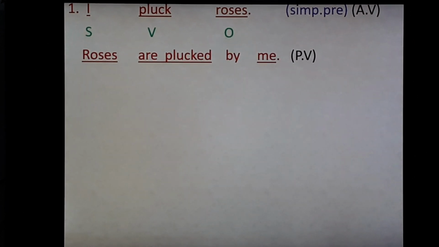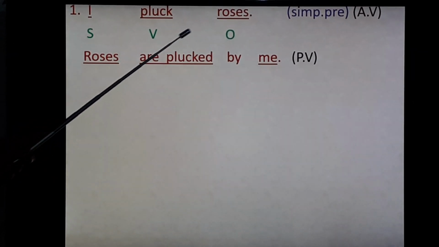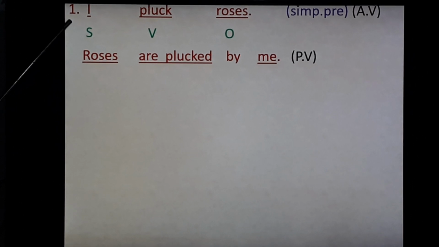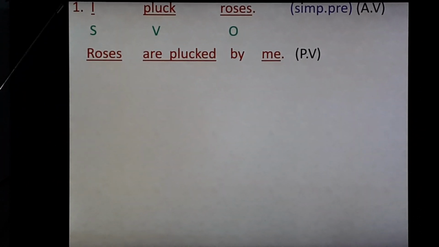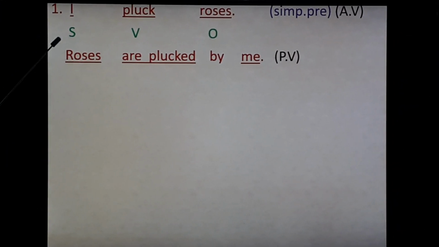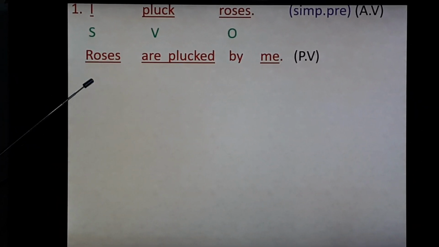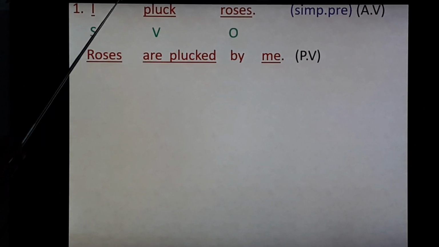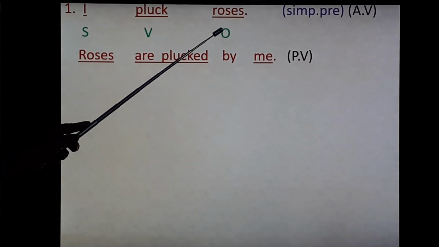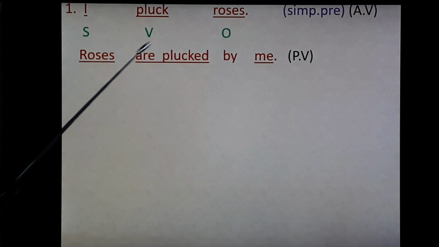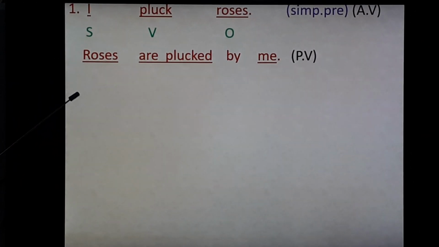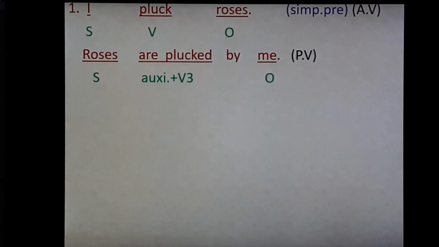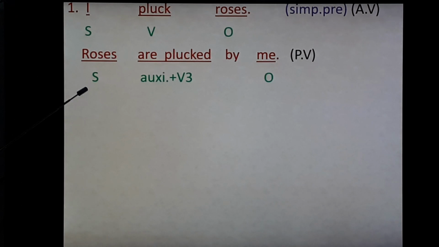Let's see how to change this active to passive. Here in active voice, subject, verb and object is given. In active voice, subject is important, while in passive voice, object is important. So what is the object in active voice? That becomes the subject in passive voice. So here roses will come in the beginning and this becomes the subject in passive voice.